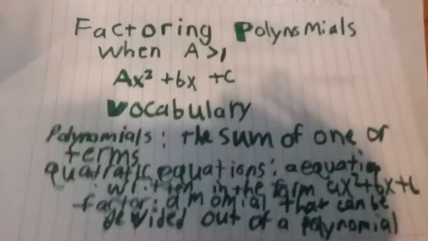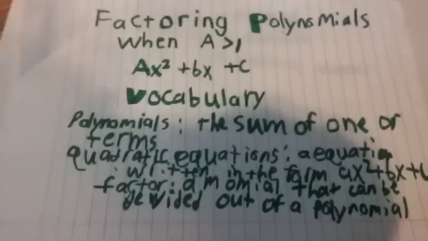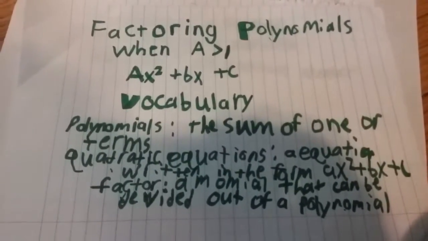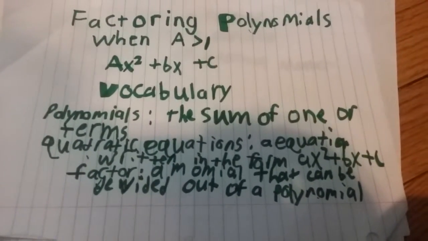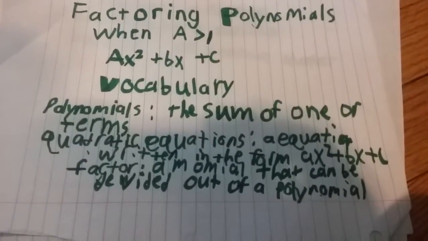This is a video about factoring polynomials when a is greater than 1. You would see this in the form ax squared plus bx plus c. Some vocabulary. The sum of one or more terms is a polynomial.